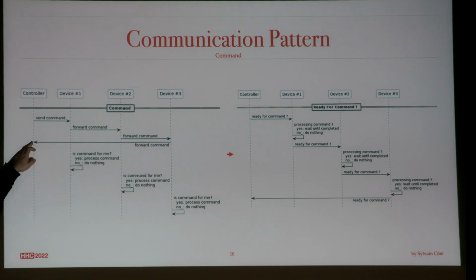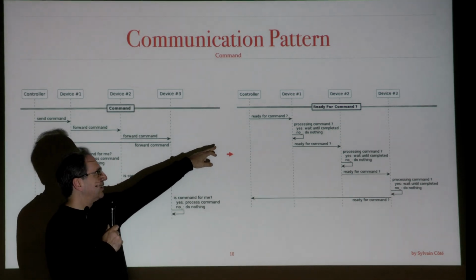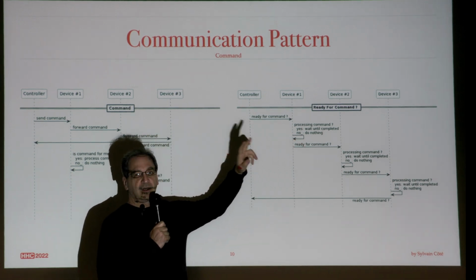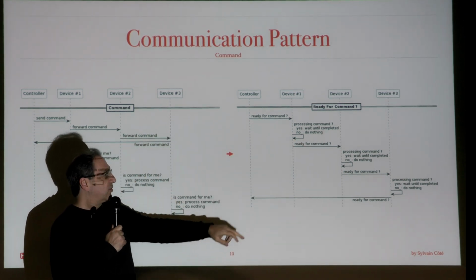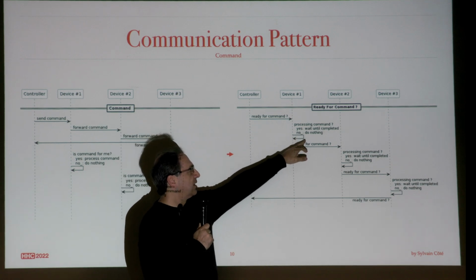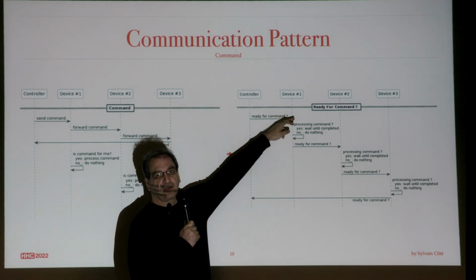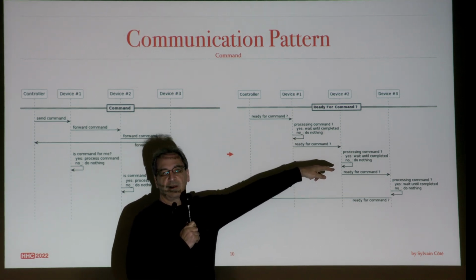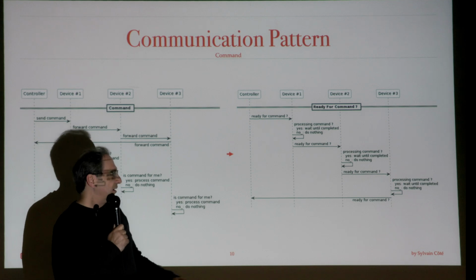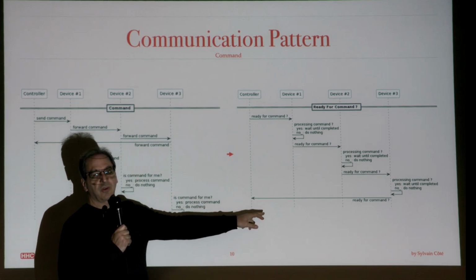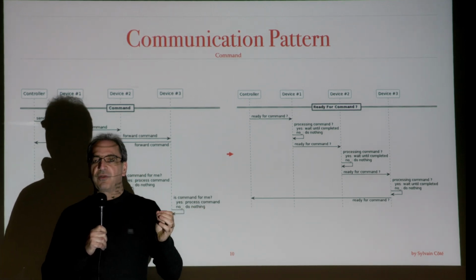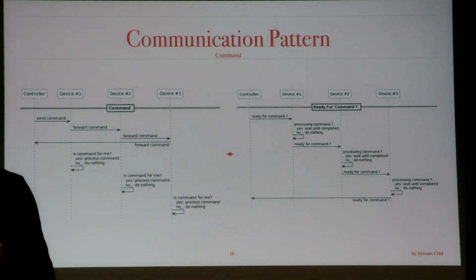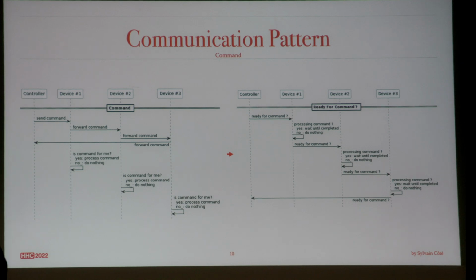Then when it's coming back, the controller will send another message, ready for command. And this is part of the ready group. The ready group will hold, and if the previous command is not finished, it's going to wait there until it's finished, and then it's going to forward the message. And when it comes back to the controller, the controller knows that every device on the loop is ready. So that's how it's working at that point.